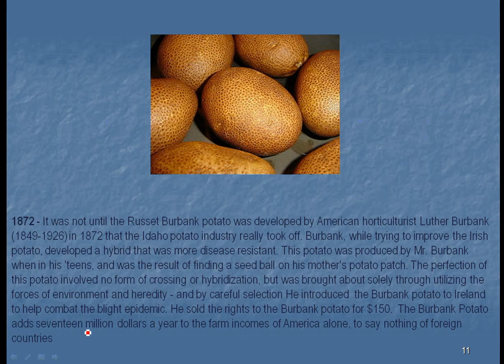He noticed something else that was growing really well. He took it and by using cloning techniques, which we discussed in some of the early units, made thousands of these plants. And so again, by careful selection, using the genes, he introduced the russet Burbank potato. It's extremely popular right now. He sold the rights for $150. You can imagine what that is like nowadays.